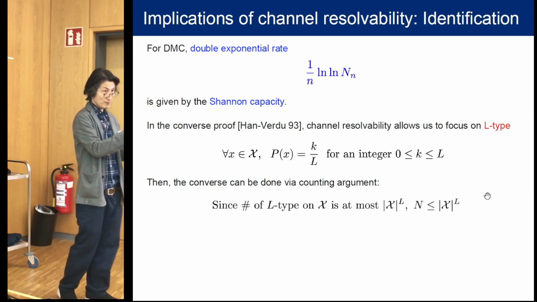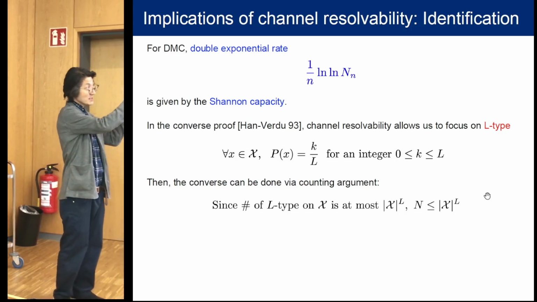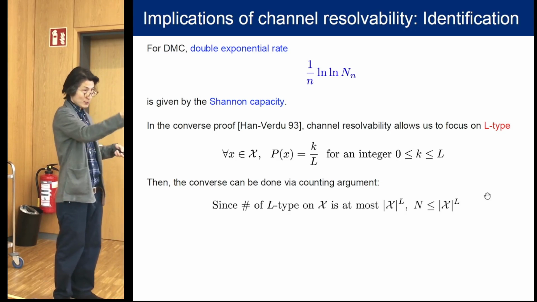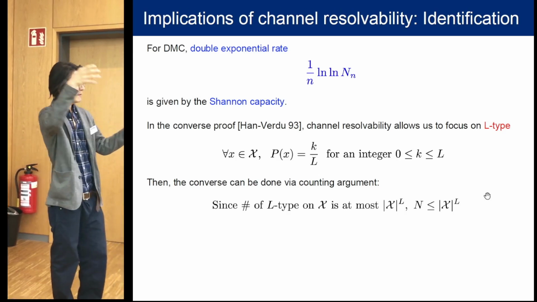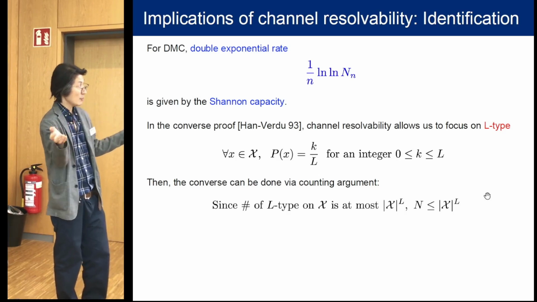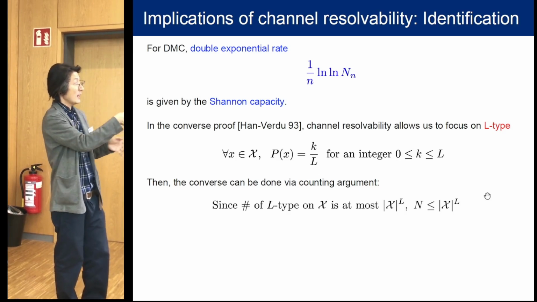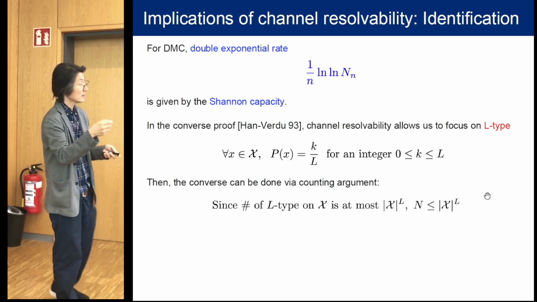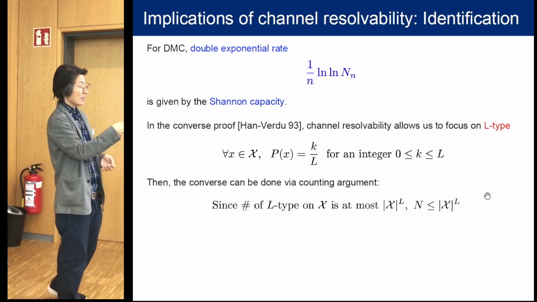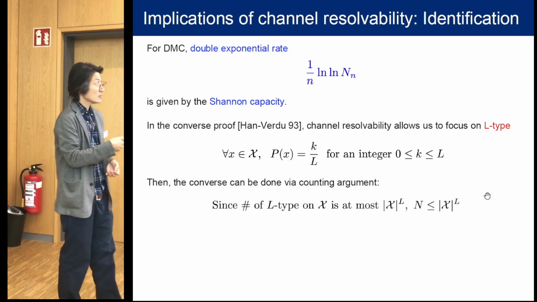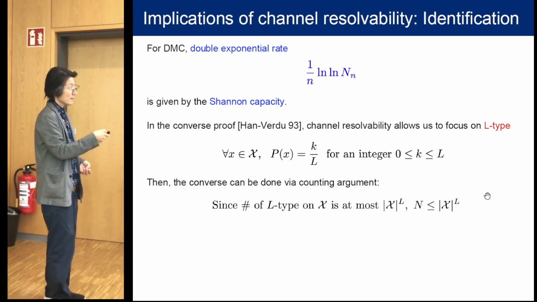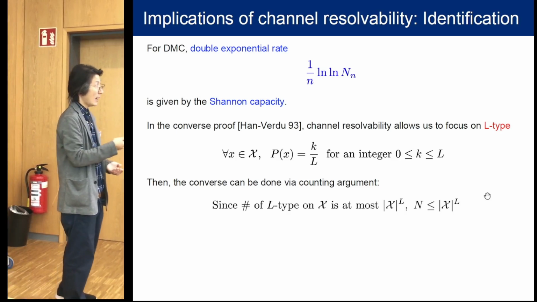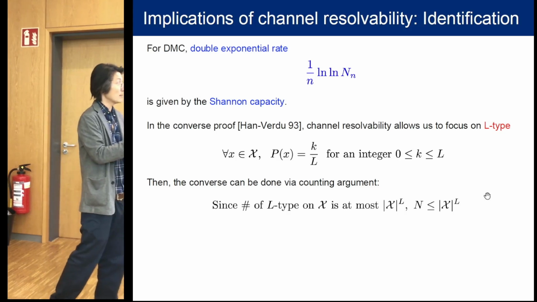So for identification code, for each message, we can use any distribution Pi. We have too much freedom, but for given Pi, by using channel resolvability, we can replace this Pi with L-type with small additional error. And then we can only consider identification code such that every Pi is L-type. And then the converse can be done because the number of L-type can be bounded by some counting argument.